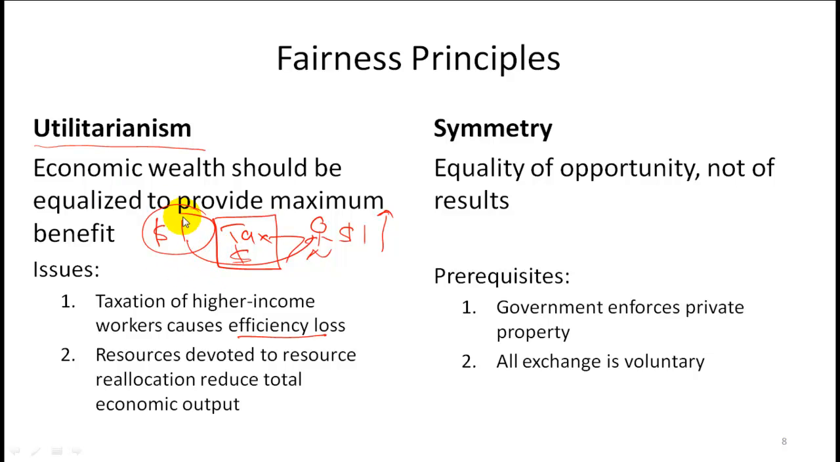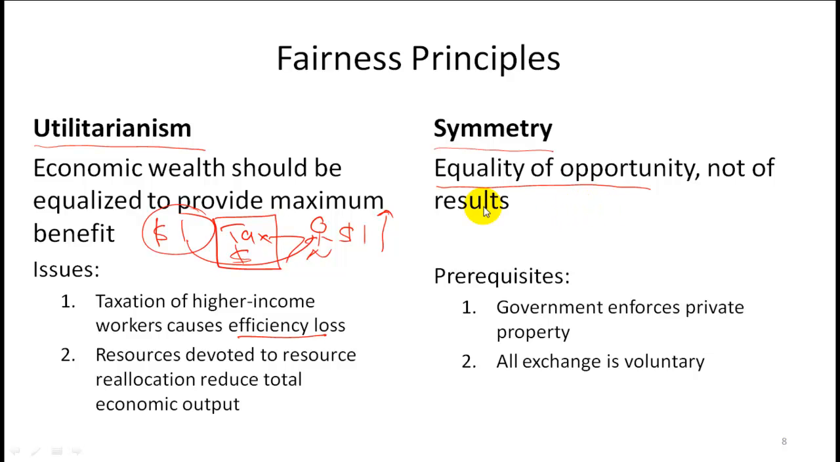utilitarianism philosophy. The other fairness principle is that of symmetry. According to this philosophy, what is important is the equality of opportunity, not of results. The point here is that everybody in society should have similar opportunities. Everybody should get a good education, good health care, and so on. And then with those opportunities, those who work hard will do well, and those who don't work hard might not do so well. But that is fair because everybody had the same opportunity. So that's the fundamental principle over here.